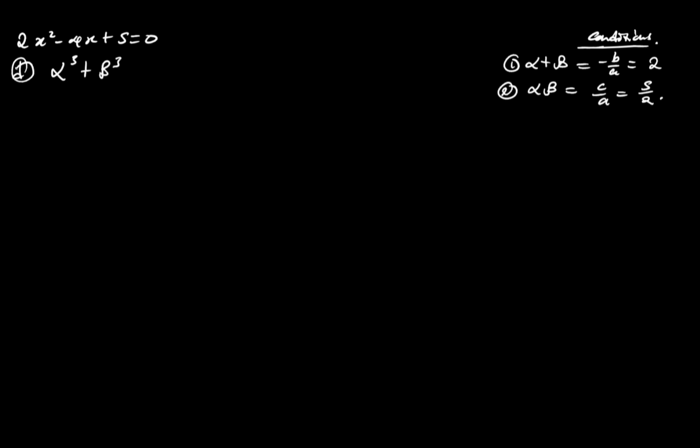The conditions we have: alpha plus beta is equal to negative b over a, which gave us 2. Then condition 2, alpha beta is equal to c over a, which gave us 5 over 2. Now imagine we've been asked to find alpha cubed plus beta cubed. So all I'm supposed to do is now raise the n outside the parentheses. So I'm going to say alpha plus beta cubed.